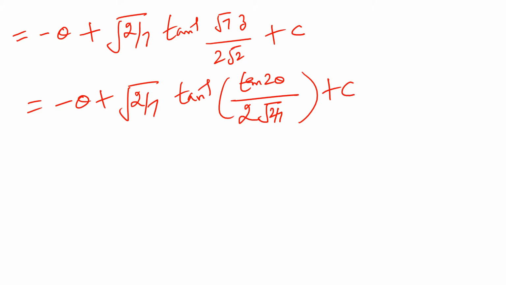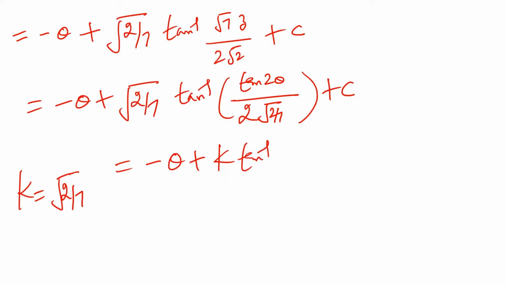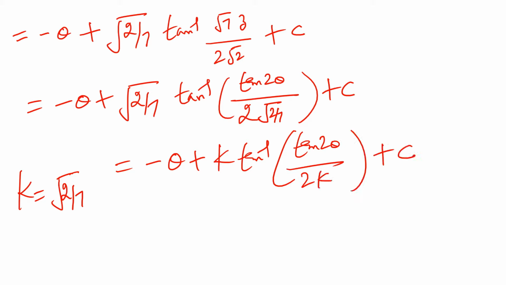Now, as per the question, if we take the value of k as under root of 2 by 7, or we just make the comparison with the value which is given in the question, then k is just under root of 2 by 7. So now this can be written as minus theta plus k into tan inverse of tan 2 theta divided upon 2k plus c. Fine. So the answer is the value of k is equal to under root of 2 by 7.